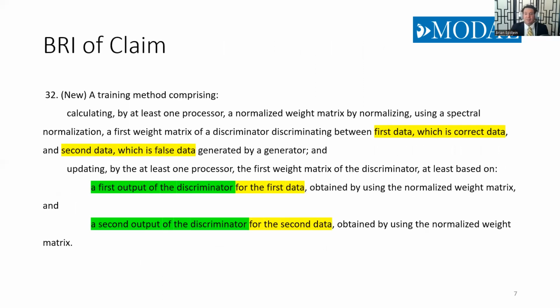All right, well, what's the BRI of the claim? So again, we've got this calculating of a normalized weight matrix, okay? And we're normalizing a first weight matrix of a discriminator discriminating between first data, which is correct data, and second data, which is false data generated by a generator, okay? And then we also have the step of updating the first weight matrix, at least based on 2 things. The first output of the discriminator for the first data and a second output of the discriminator for the second data.